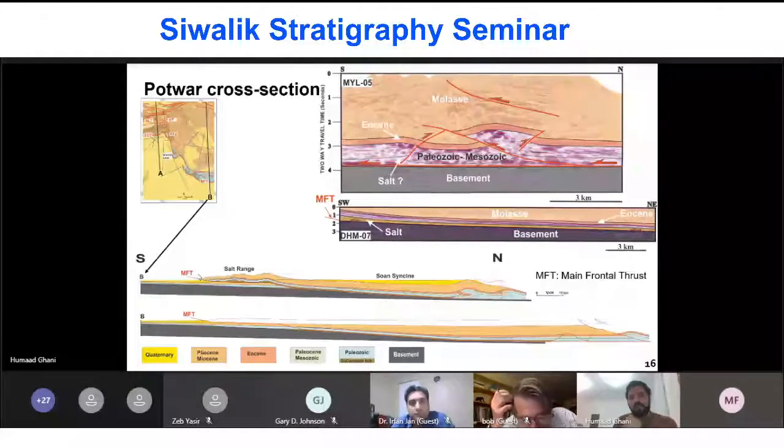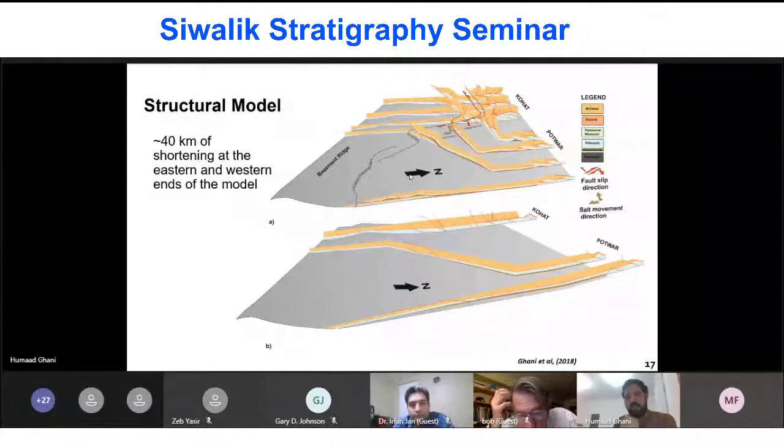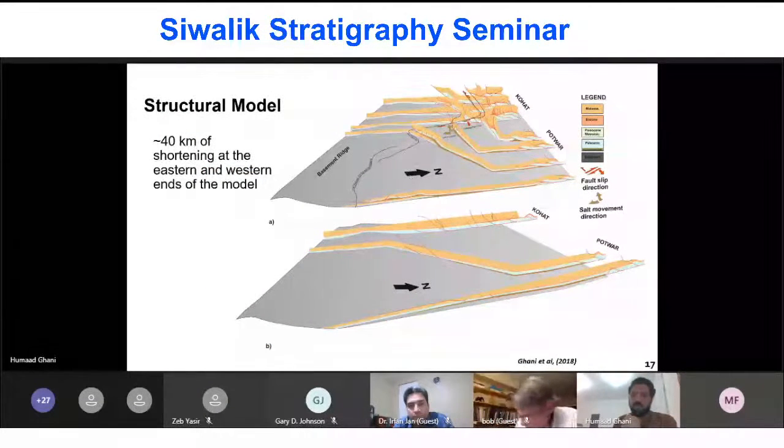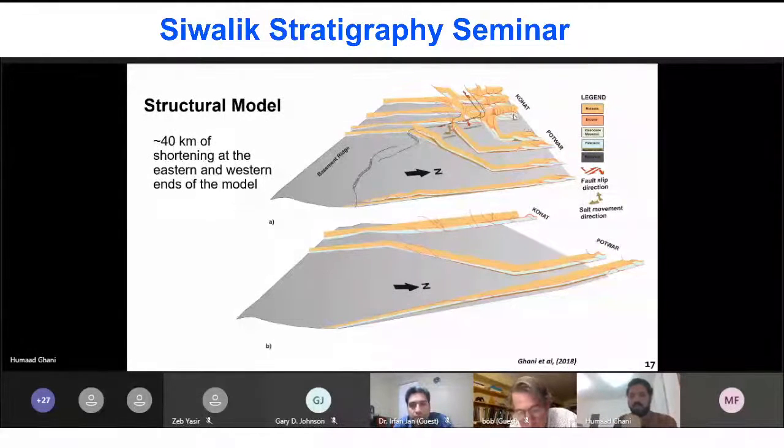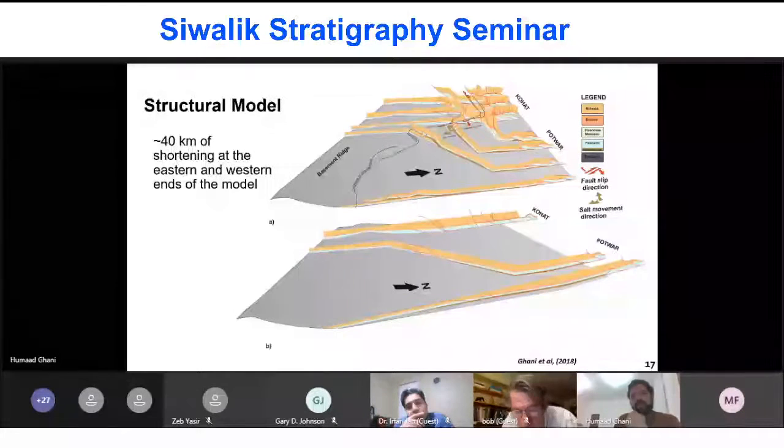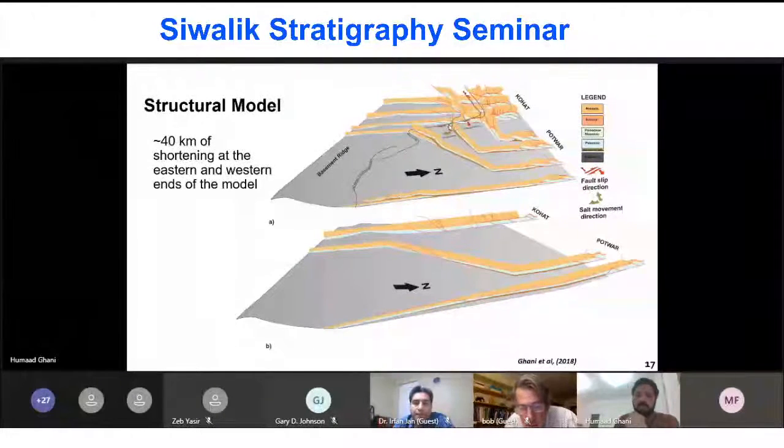Then I put all these cross-sections in a 3D model to understand how this structural style transitioned from Kohat into the Potwar. What I found is that the major structural style variation is because of the 2D column versus 1D column in the Potwar. You can see that these thrust faults that are duplicated here fan out into the Potwar as fault-propagation folds, and are eventually underlain by the triangle zones.